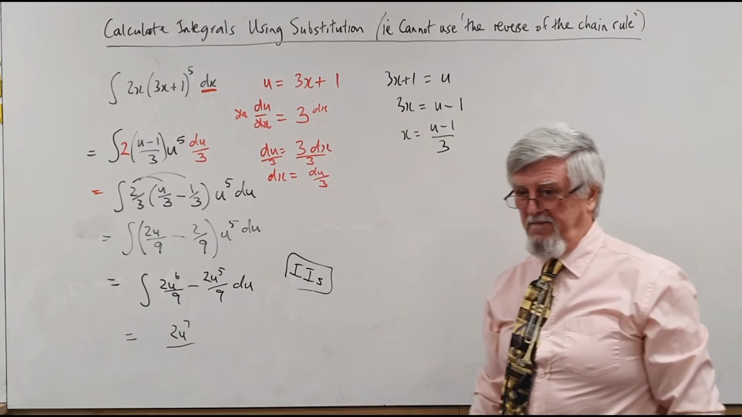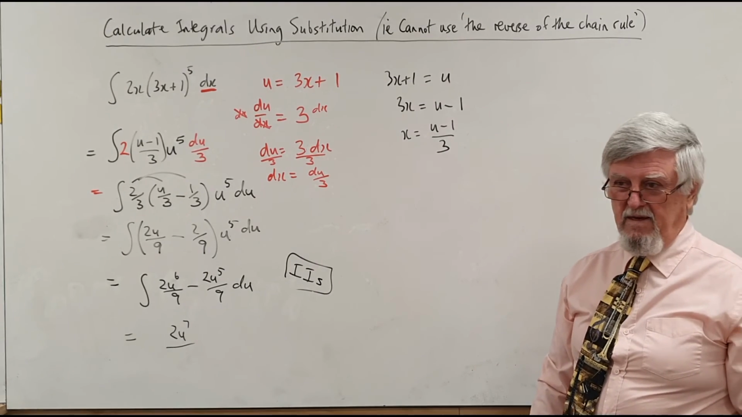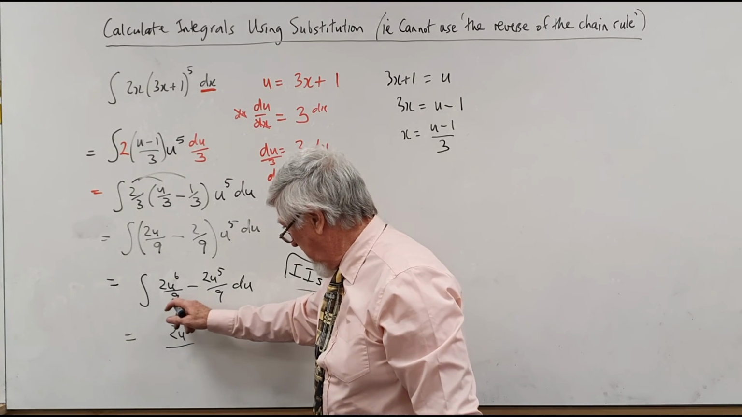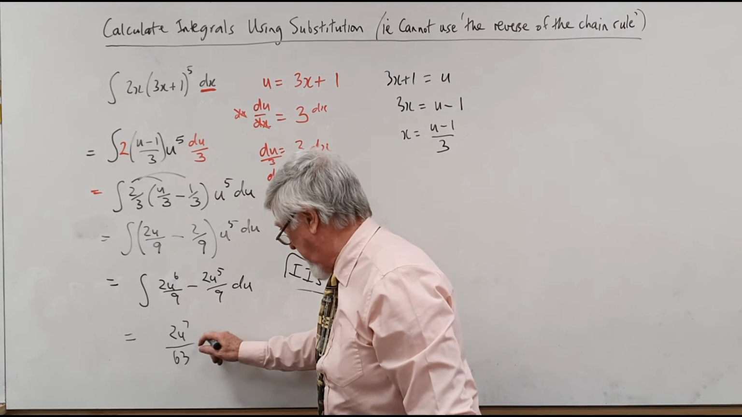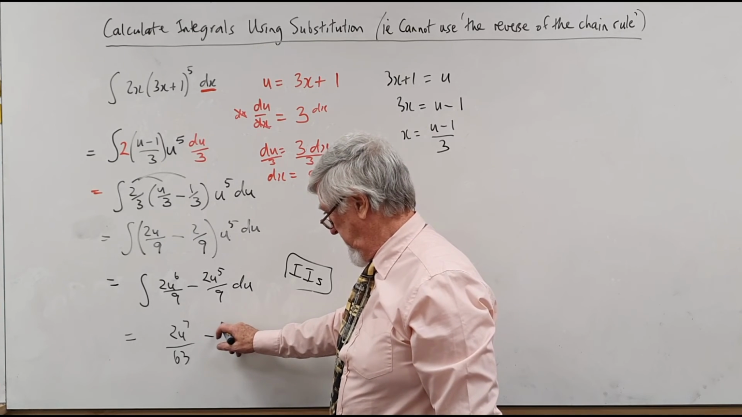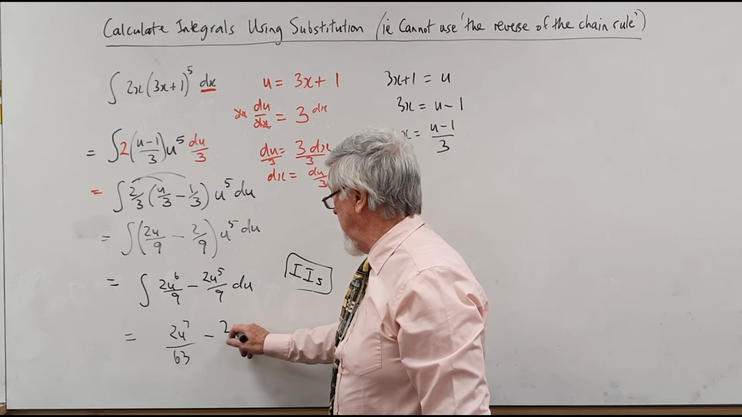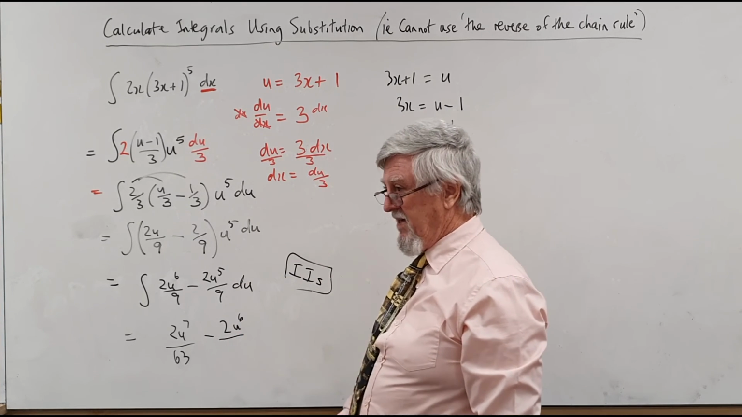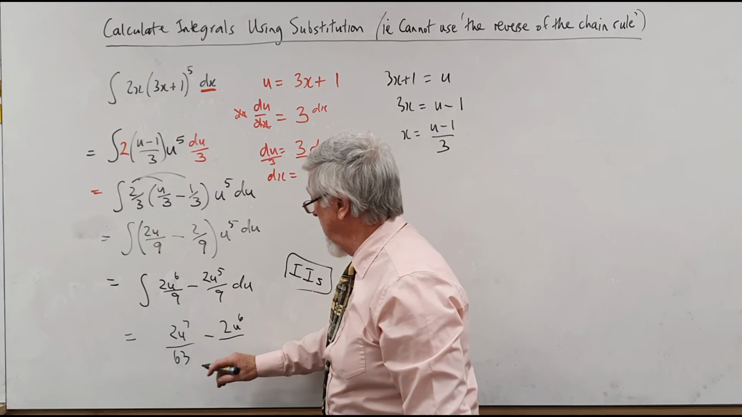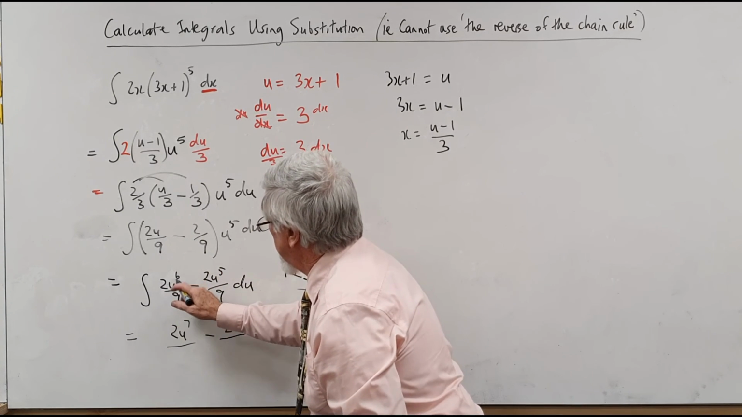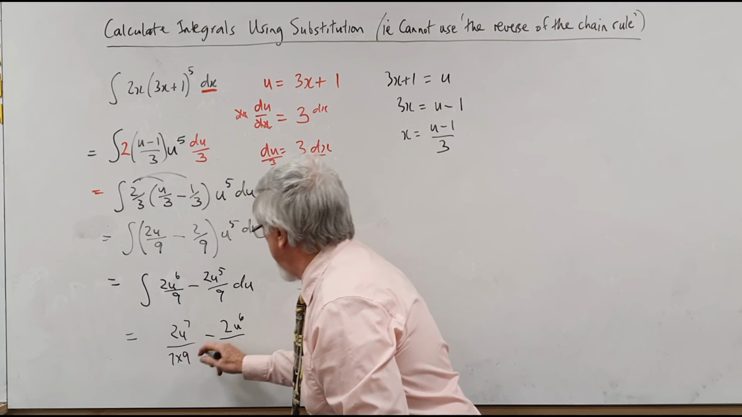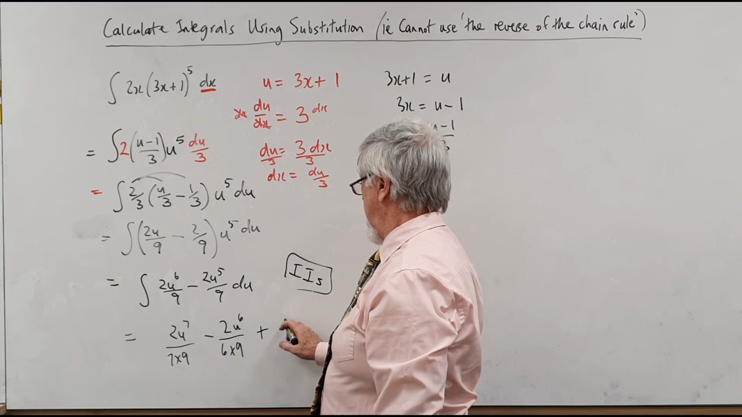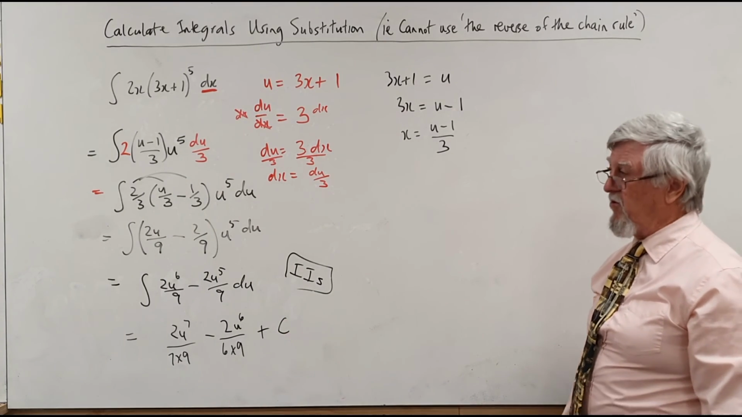What does the bottom become? 9 times 7. There are lots of people who will just go 9 sevens are 63. So do I need to go 9 times 7, or can I just go 63? Now what have I got? 2u to the power of increasing 5, 6, and you divide by 6 times 9. I feel like writing this for once though. 2u to the 7 on 7 times 9, minus 2u to the 6 on 6 times 9, plus c. What do we do now to finish the question?